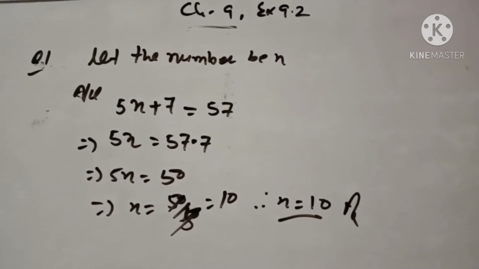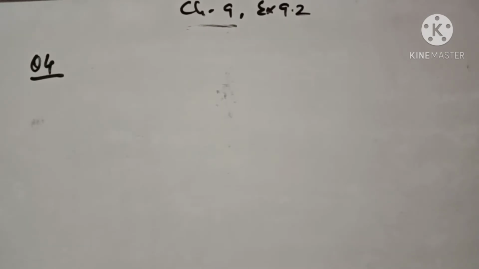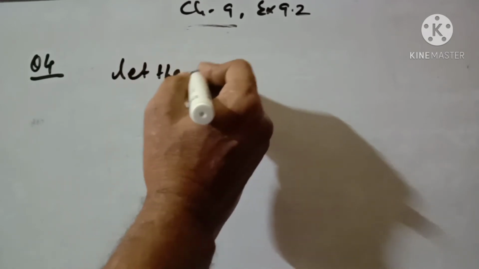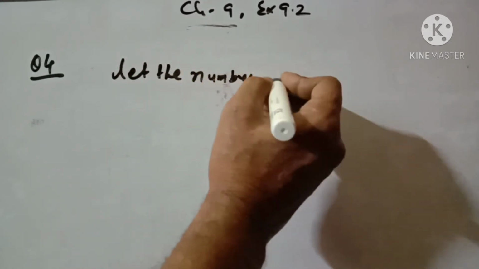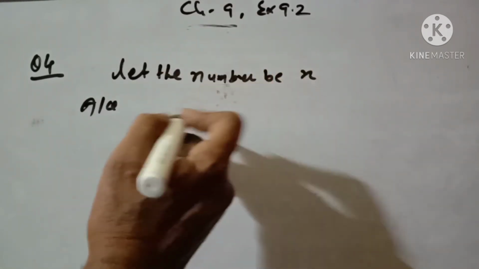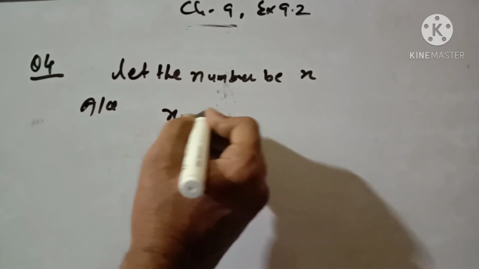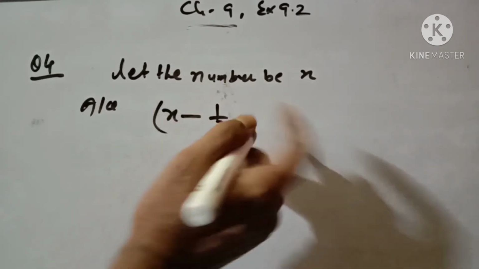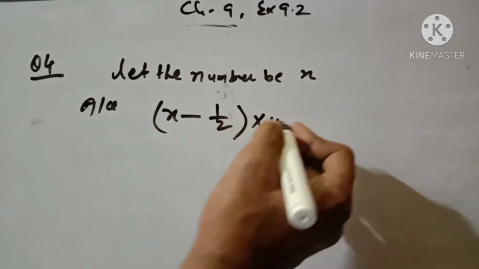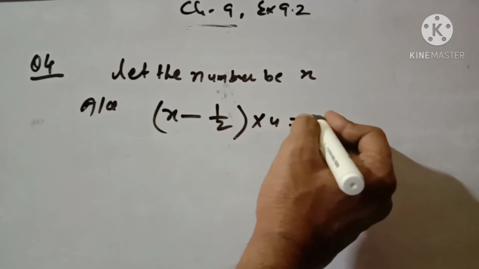Write down please. Question number 4: if 1 by 2 is subtracted from a number and the difference is multiplied by 4, the result is 5. What is that number? First of all, because the number is not given, let the number be x. So according to the question, if 1 by 2 is subtracted from the number, that means x minus half, multiplied by 4, is equal to 5.